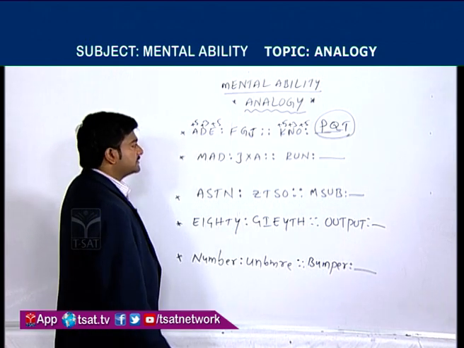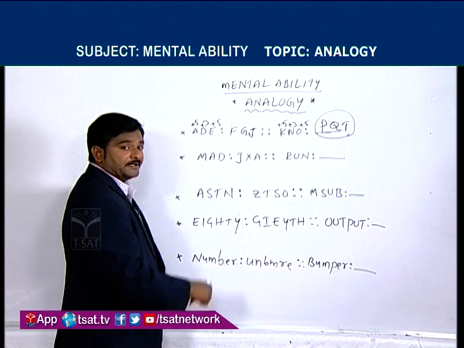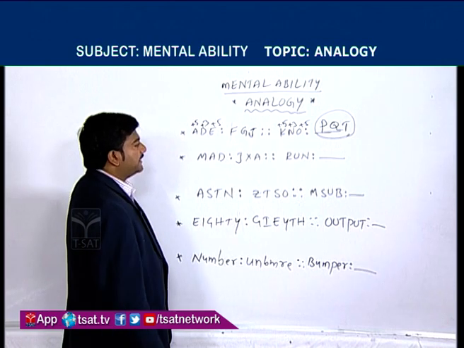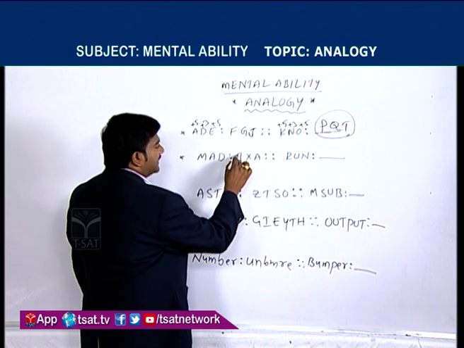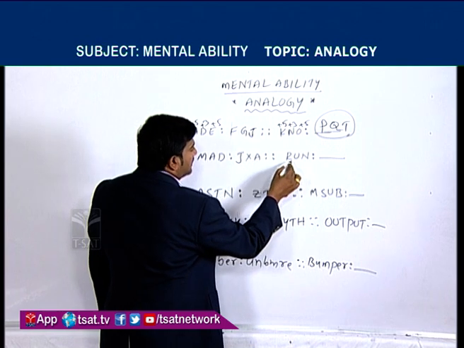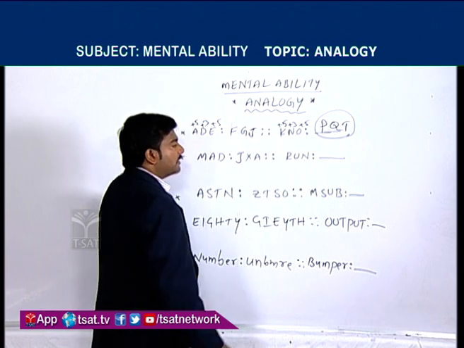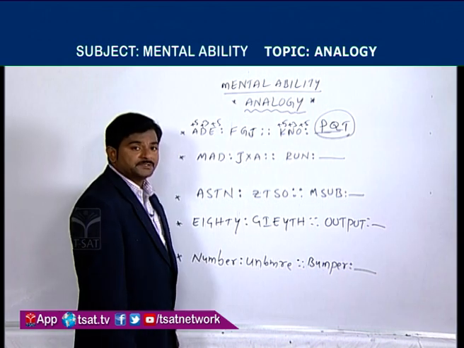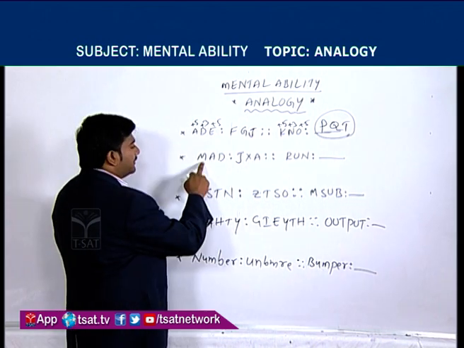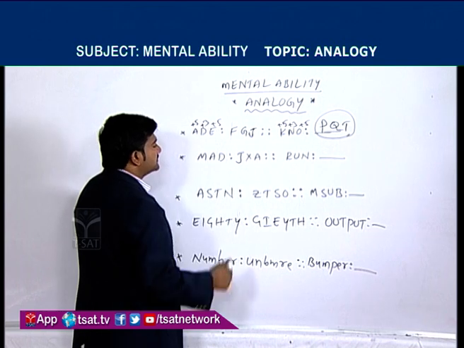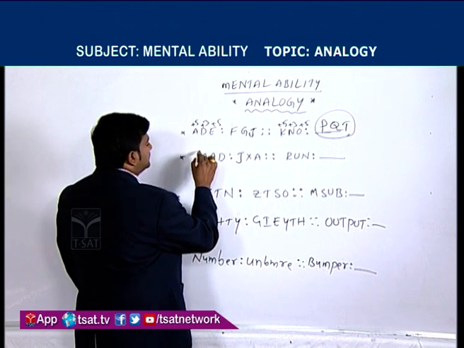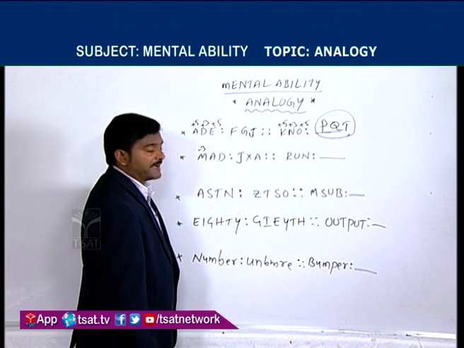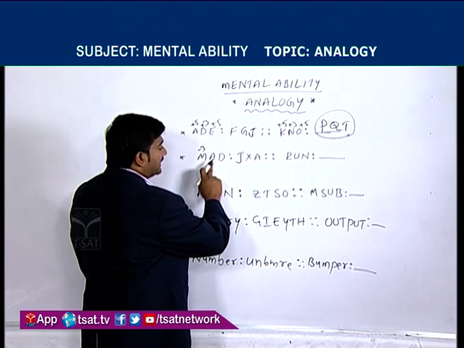Now we will focus on this. This is something interesting. See, observe here. MAD is to JXA. JXA is as RUN. RUN is to dash. See, observe here. M means 13. J means 10. 13 is written as 10. So clearly minus 3.